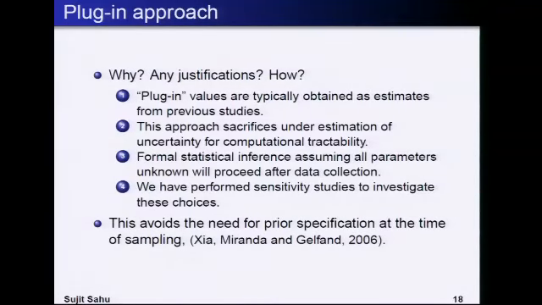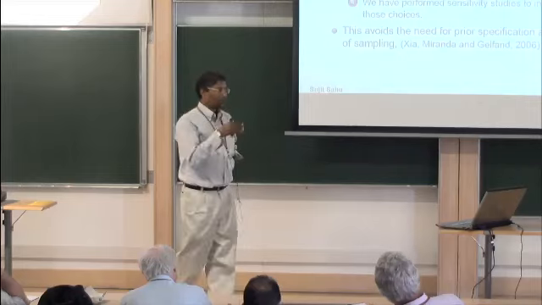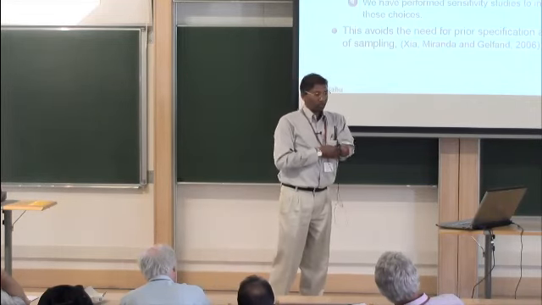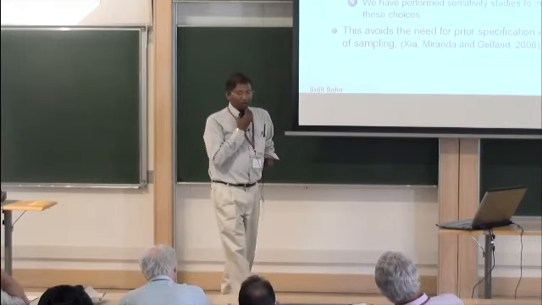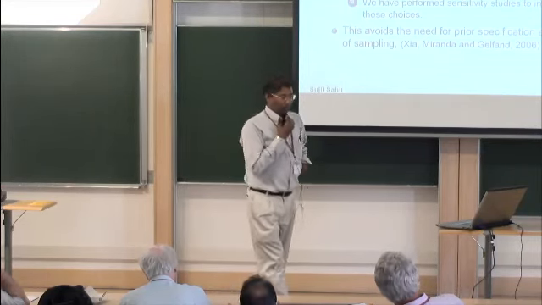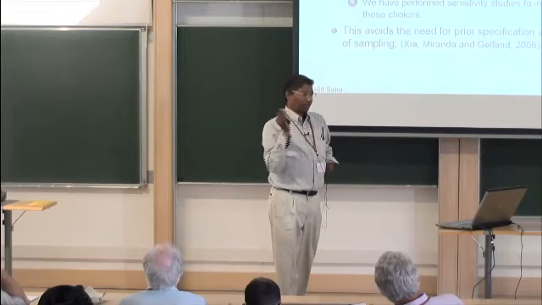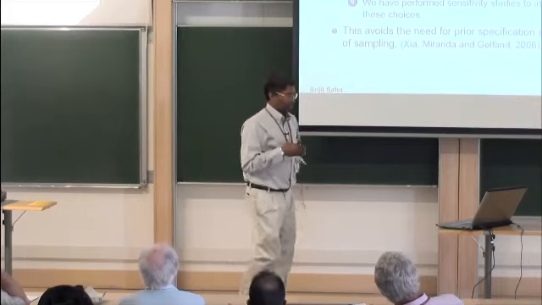This approach sacrifices estimation of uncertainty for computational tractability. I mean, in our algorithm we can include an estimation step, but that will slow us down quite a lot. And formal statistical inference, assuming all parameters are known, will proceed after data collection. In our study and examples, we did use the estimates that we had from our previous paper. So that's how I can justify it.